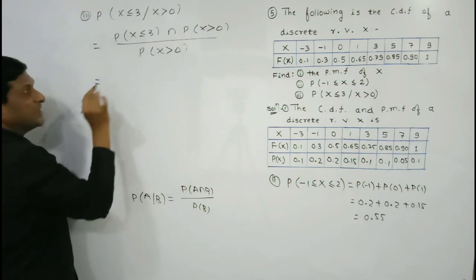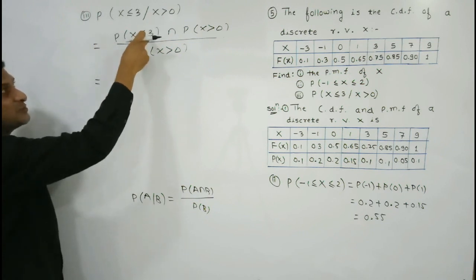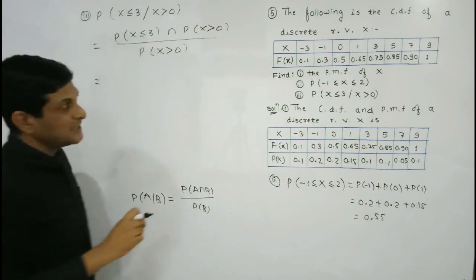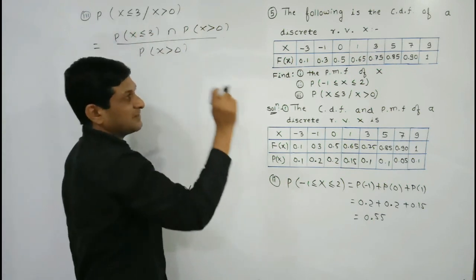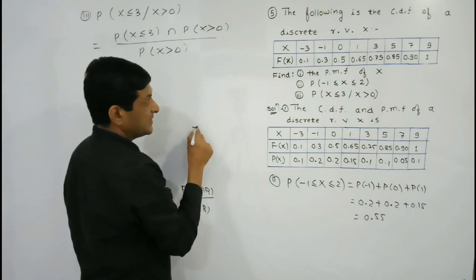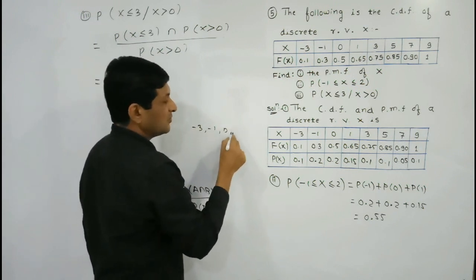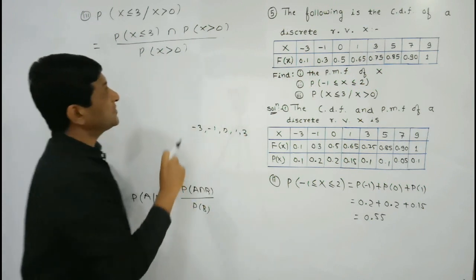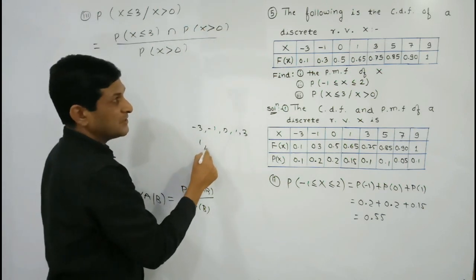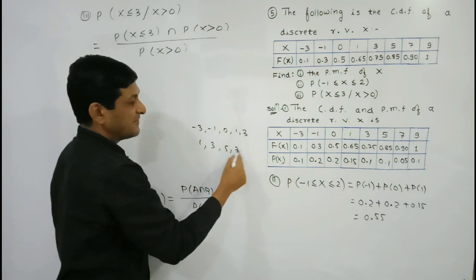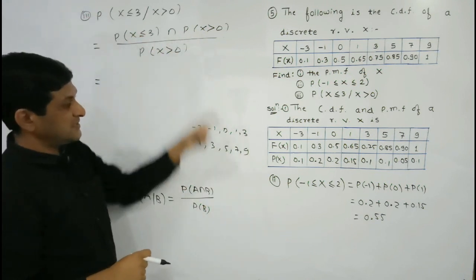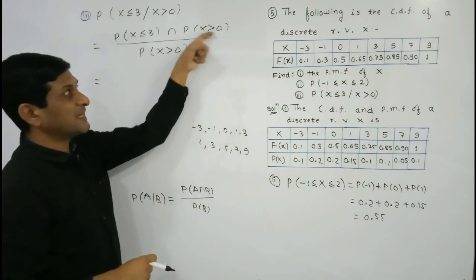Now check which are the values of x which are less than or equal to 3. The values satisfying this condition are -3, -1, 0, 1, 3. And now check which are the values of x which are greater than 0. Greater than 0 means what? 1, 3, 5, 7, 9, isn't it? These are the values satisfying the first condition, and these are the values of x satisfying the second condition.